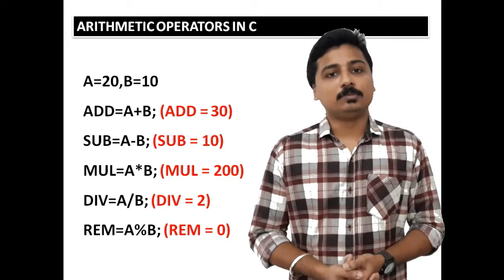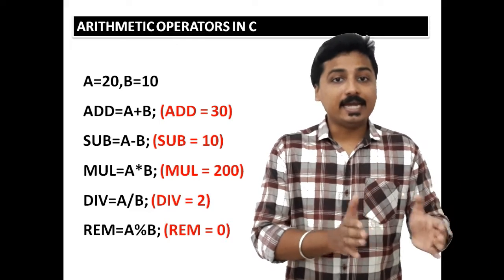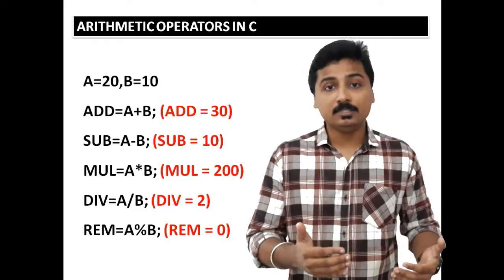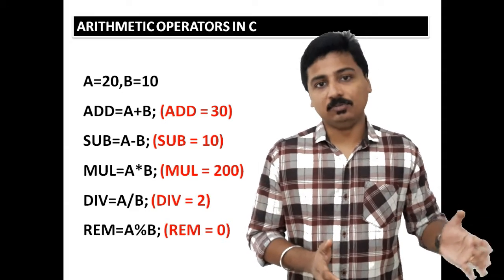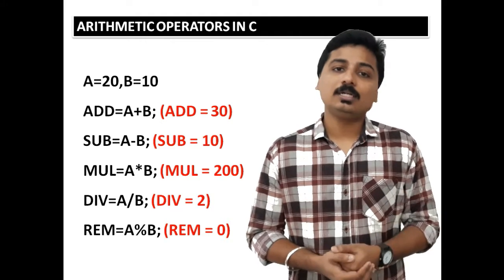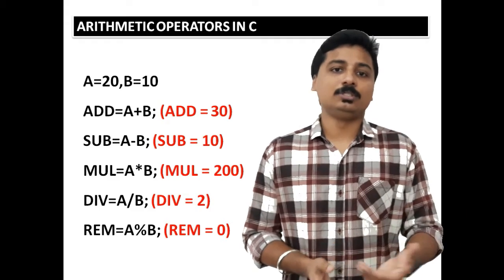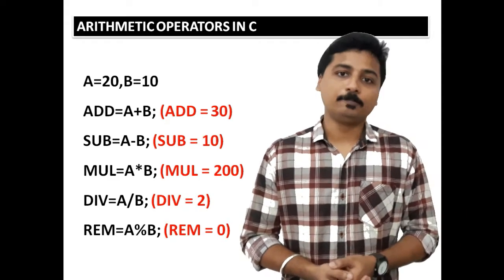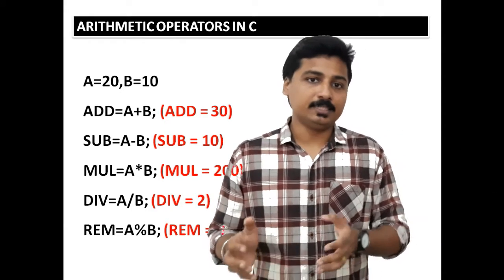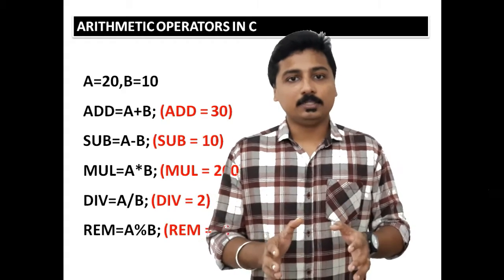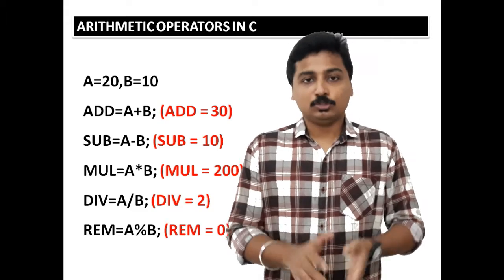In the fourth operation, we are performing a division with the values 20 and 10, that is the values present inside a and b. So 20 divided by 10 means 2 will be the result. It will be stored in the variable named div, or division. In the fifth case, we are finding the remainder using the operator called modulus or modulo operator. So 20 divided by 10, the remainder will be 0, and that remainder will be stored in a variable named rem. It stands for remainder. Okay, so this is the concept.